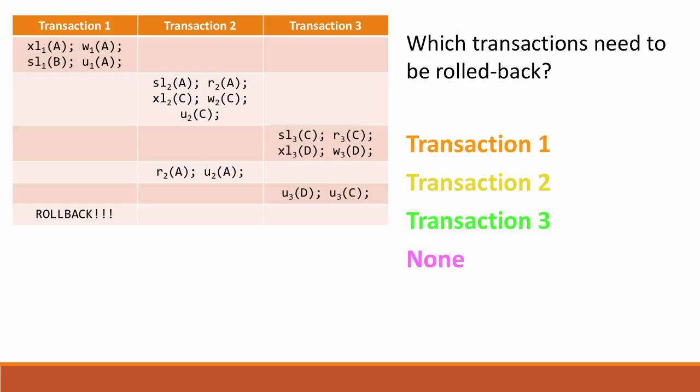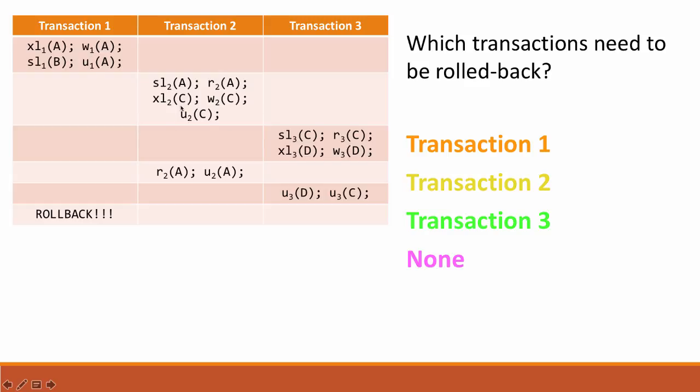So the easy answer here is transaction 1 definitely needs to be rolled back. It's the one who called rollback. The tricky thing is transactions 2 and 3 also need to be rolled back. Why is that? Well, let's look at what's going on here. Right here we're doing a write to A, and then we're doing other things. And then transaction 2 here is doing a read from A. So if we need to roll back transaction 1, we need to undo that write. Like, say it added Josh to the table of students.